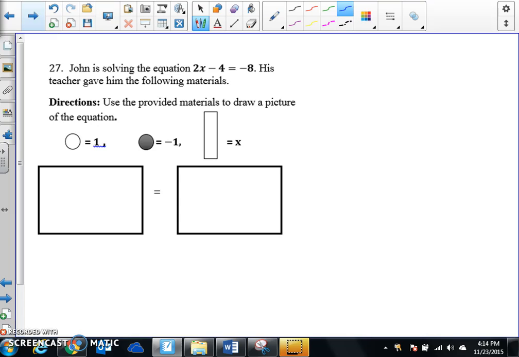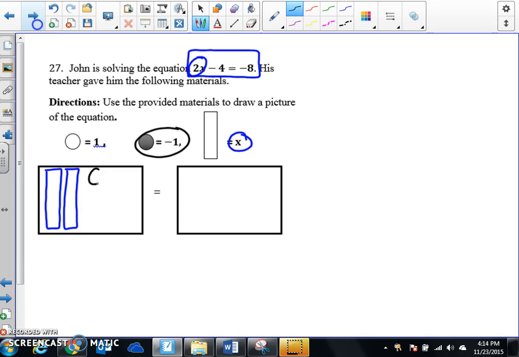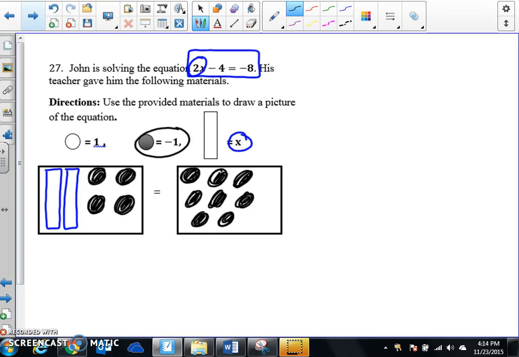All right, so now I need to take this and represent it. I have 2 x's. Here's an x, so I need 2 rectangles. Then I have minus 4. If I look at minus 4, here's my negative, so I need 4 negatives. And then equals negative 8. Once again, I need to stick with the negatives. That's it. Okay?